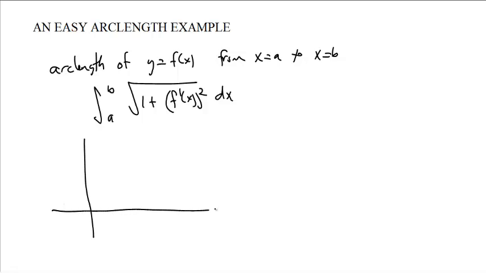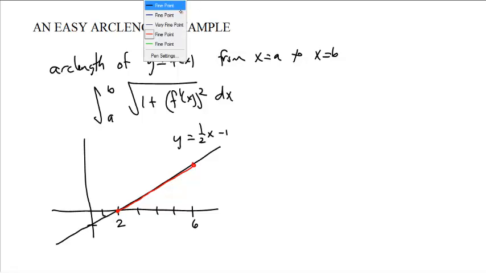Let's take a curve like, I don't know, y is 1/2 x minus 1, and let's go from 2, 3, 4, 5, 6. Let's find the length of this curve from 2 to 6. Now, why is this an easy example? It's an easy example because we can figure this out otherwise.